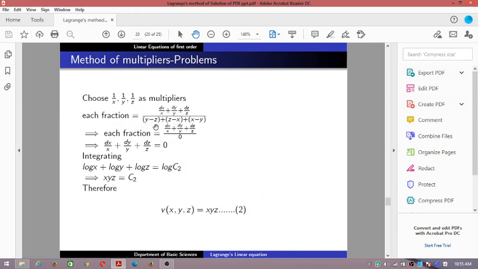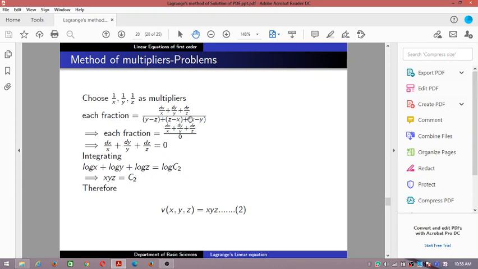In this case, the multipliers 1 by x, 1 by y, 1 by z are good multipliers, because if we take L equal to 1 by x, then LP is x into y minus z into 1 by x. The term reduces to y minus z, plus MQ, that is y into z minus x into 1 by y, the term reduces to z minus x, plus NR, the N is 1 by z into R is z into x minus y, z will be cancelled.